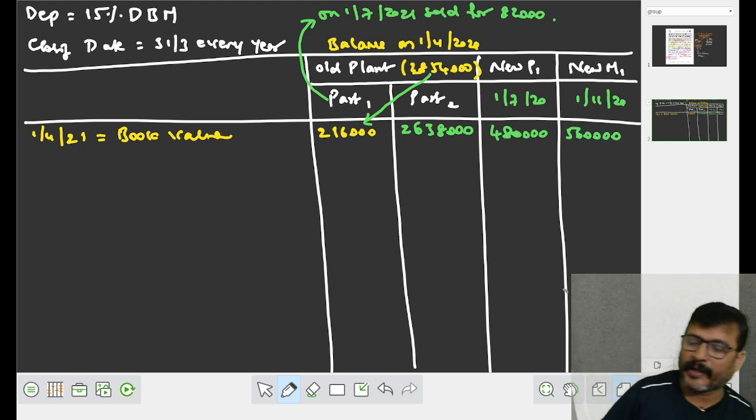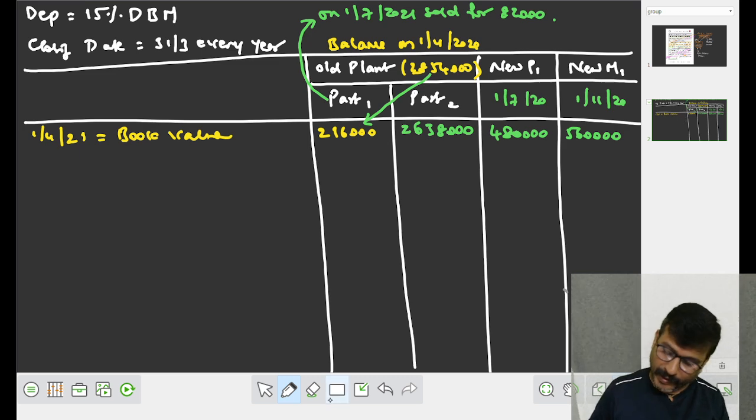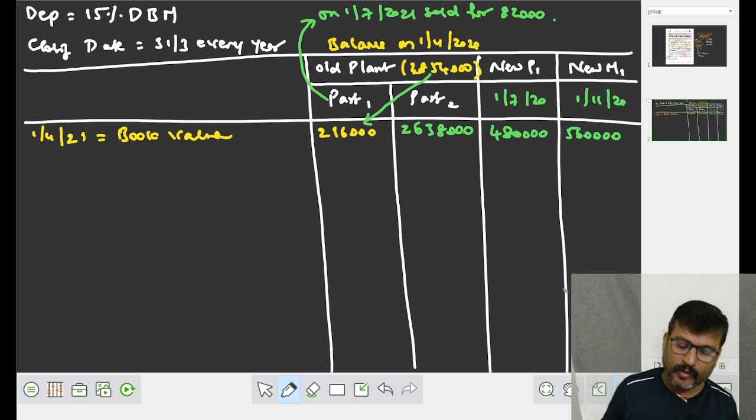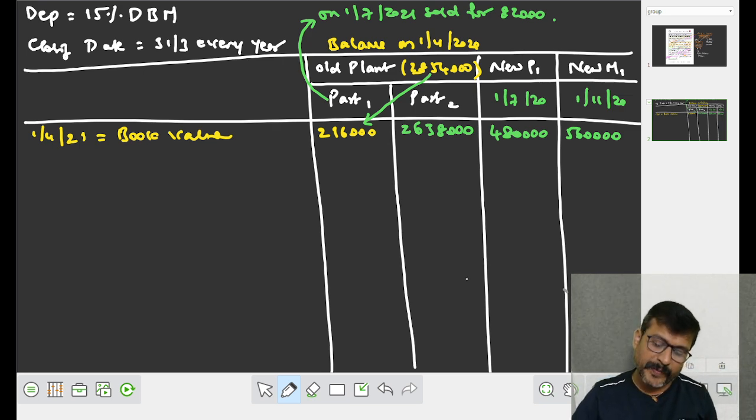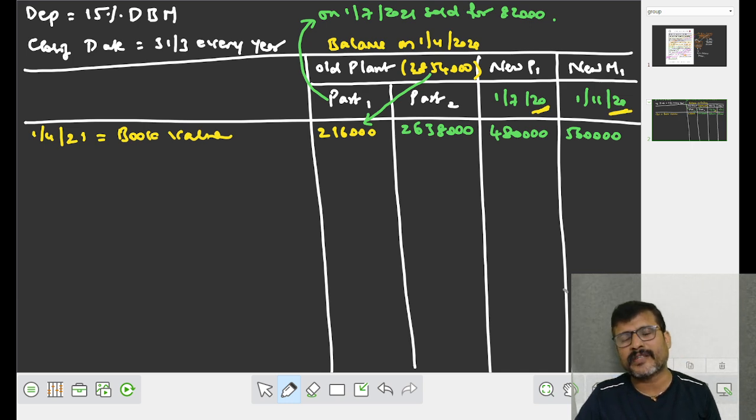5,60,000. Okay. What do we have to calculate? Calculate the depreciation for the year ended March 2021. Shall we move on? See what is actually given in the problem, my dear student. On April 21, we have a book value. This is also purchased in July 2020 and November 2020. All the purchases are made in a single financial year, that is 2020-2021.